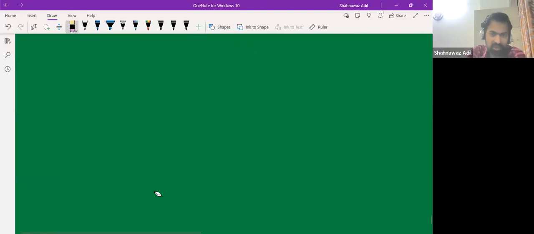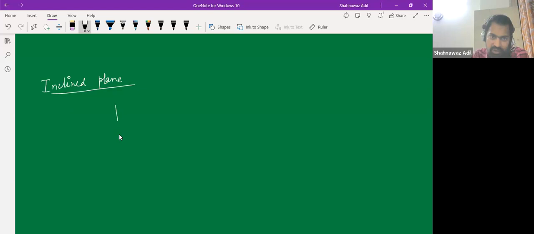So up until now, we were studying the forces and the pulley system in a straightforward way. So now what we do is that we have an inclined plane, right? So let's say we have this kind of a shape, right? And on this surface, you have put some mark, right?